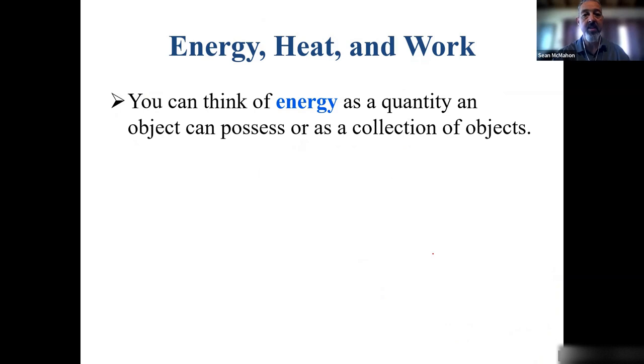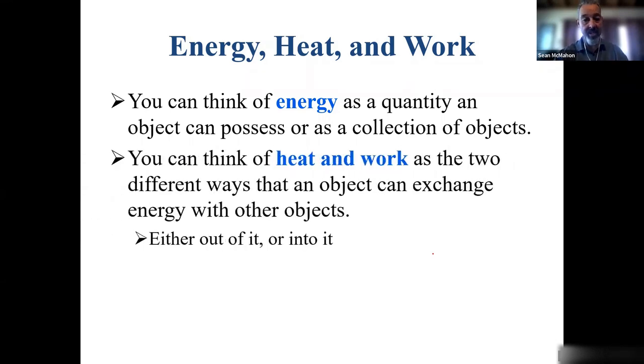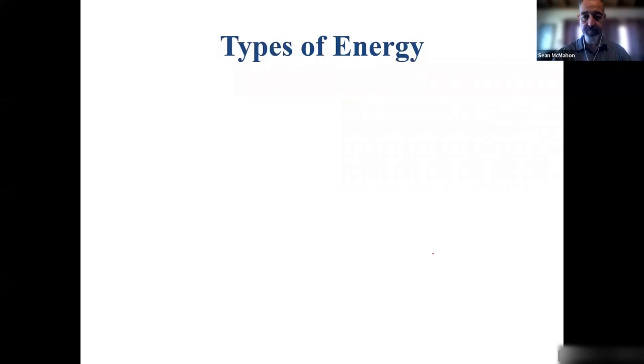All right. So energy, heat, and work. You can think of energy as a quantity that an object has, right? And you can think of it as, okay, there's two different ways that I can either absorb or release energy, either through heat or work. So basically, I can exchange energy with other objects, either it coming into me or it coming out of me. Okay.